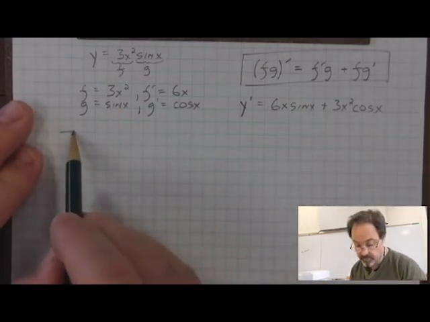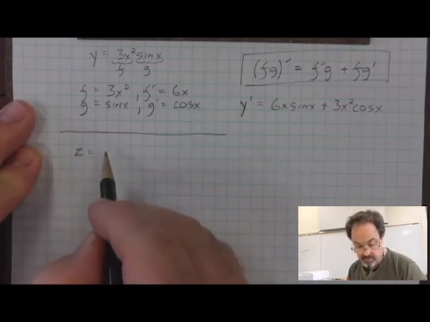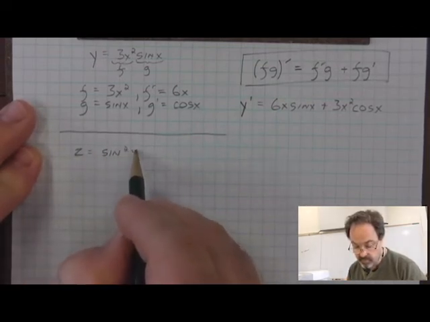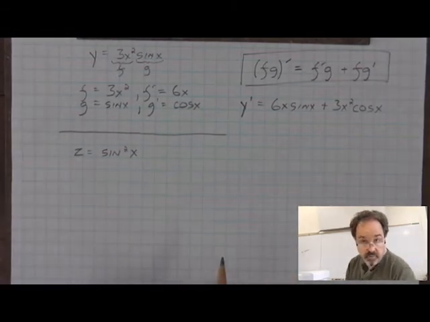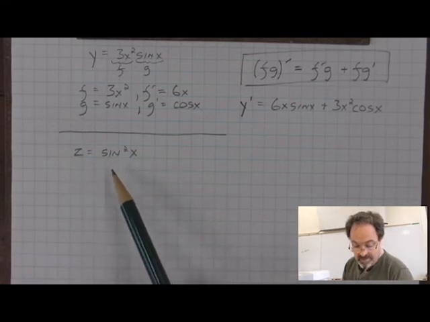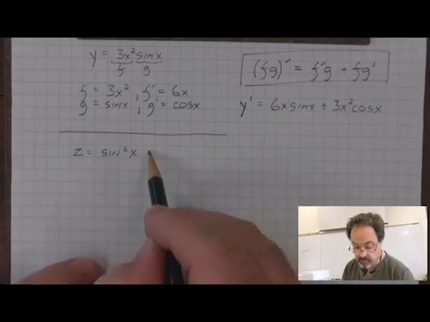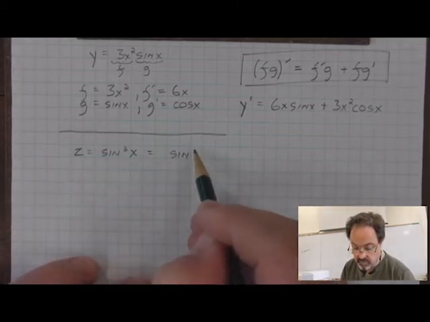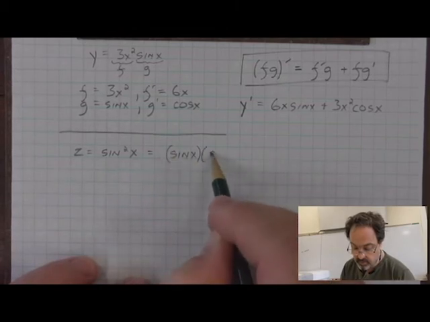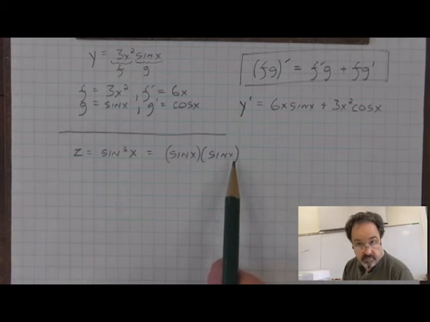Let's have another example. I'm going to define the z function to be sine squared of x. And if we are to find the derivative of z, then it is not as simple as the cosine squared of x, because this is a product of sine of x and sine of x. We can think of sine squared x as the product of two sine of x's.